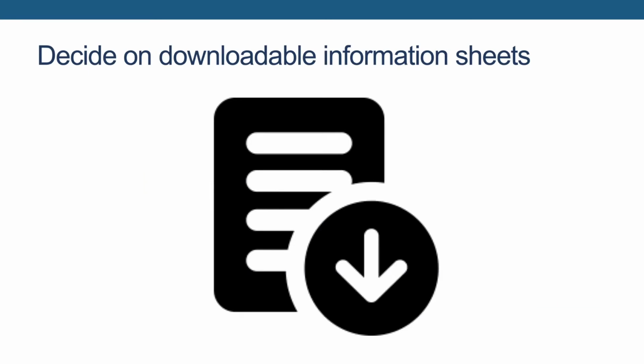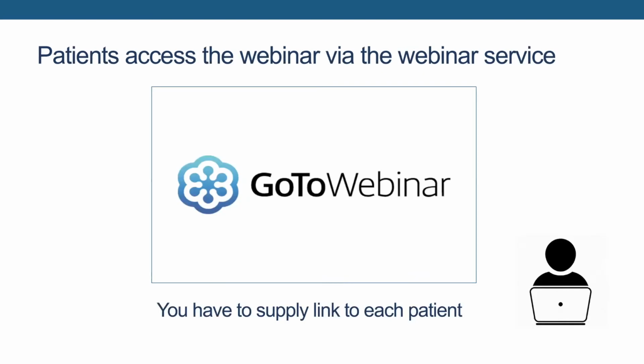We used to add a self-referral form as one of those downloadable sheets as well. And interestingly enough, we only got 16 self-referral forms back in 18 months. So the idea that you're going to flood your service if you make self-referral forms available doesn't seem to pan out. So I really recommend you can have downloadable information sheets on the webinar service as well. Patients access the webinar via the webinar service.